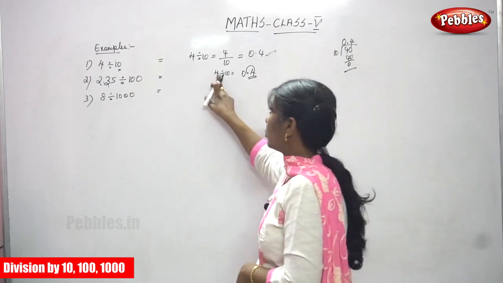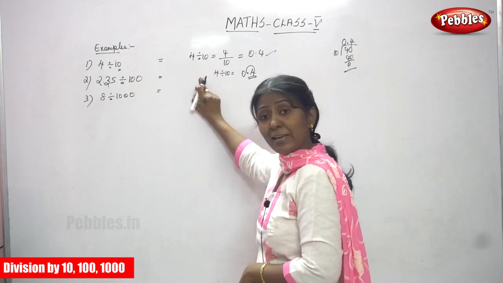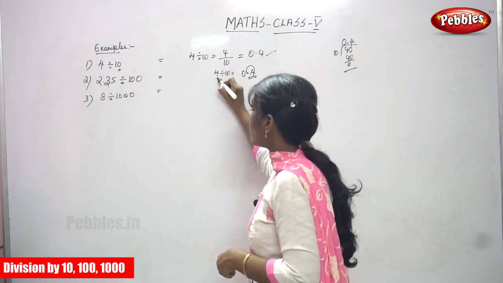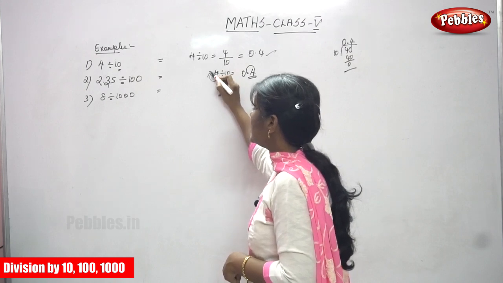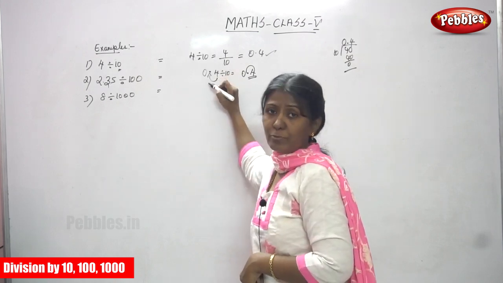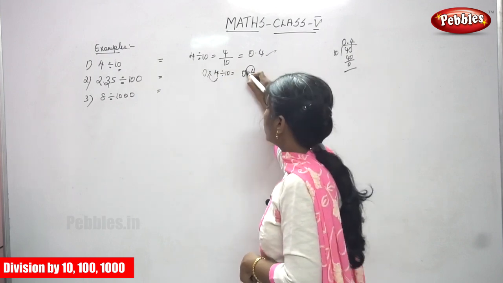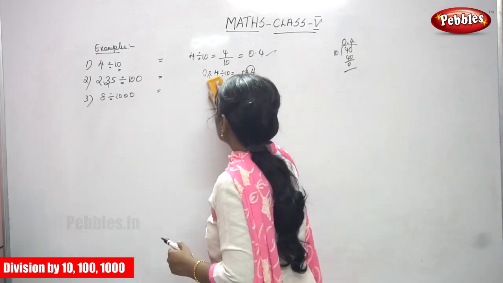Otherwise, you can do 4 divided by 10 like this. The 4 moves one place to the left. So you have to put a point here, and in front of the point you have to add 0. That is what I've written in this place, 0.4. 0.4 is the answer for the question.